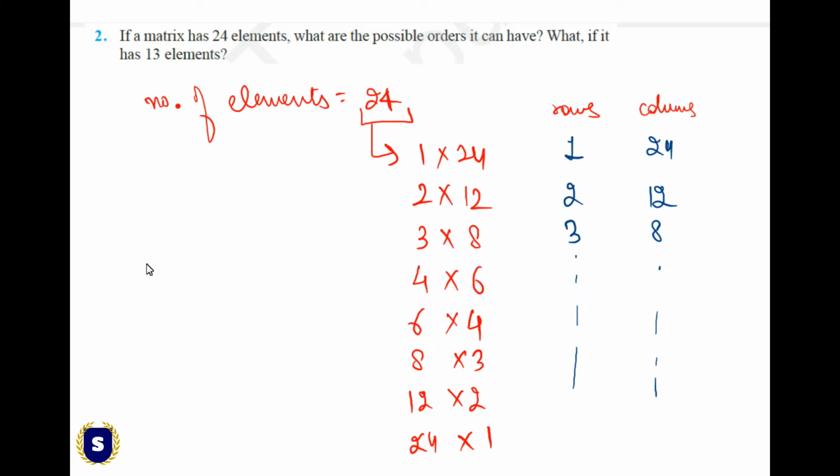And what if it has 13 elements? So उस केस में हम 13 की फैक्टराइजेशन करेंगे, and 13 की फैक्टराइजेशन में we have only 2 choices, either 1 by 13 or 13 by 1. Okay, either we can have 1 row and 13 columns, or we can have 13 rows and 1 column. That is the only option we have, right?